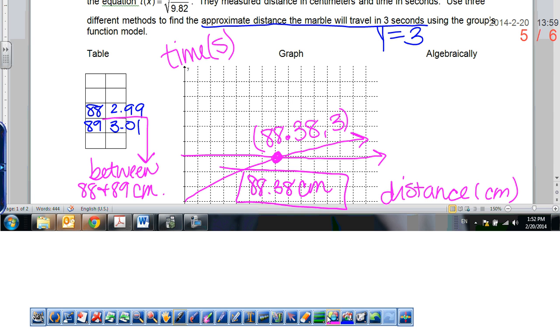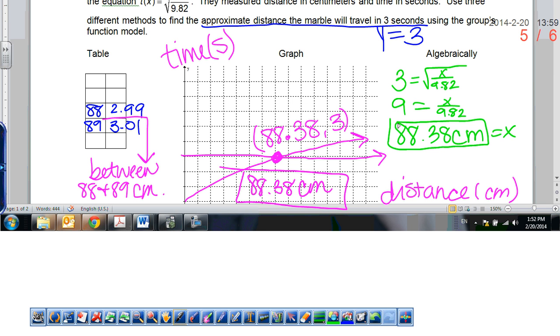Okay, how would I solve this algebraically? 3 for y and solve. All right, so we're going to plug in 3 for t of x. So 3 is equal to the square root of x over 9.82. What would I do from there? Good. So 9 is equal to x over 9.82. Multiply by 9.82, and what do you get? 88.38 centimeters.